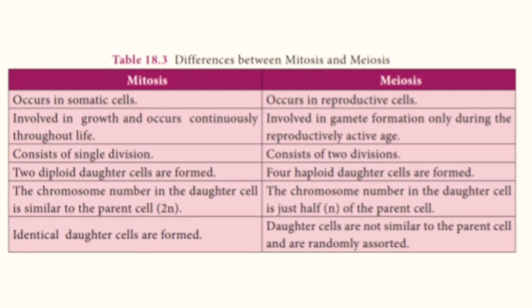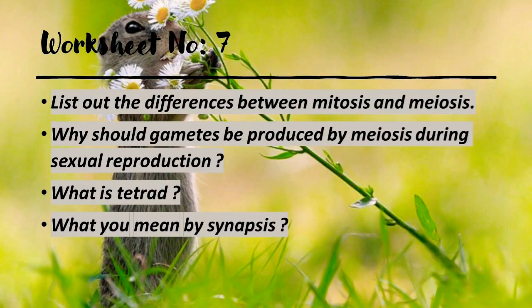Now we come to the end of the class, children. Now I am going to give some questions as homework. What are the questions? I am going to give 4 questions. List out the differences between mitosis and meiosis. Second question, why should gametes be produced by meiosis during sexual reproduction? Third question, what is tetrad? Fourth question, what do you mean by synapsis?